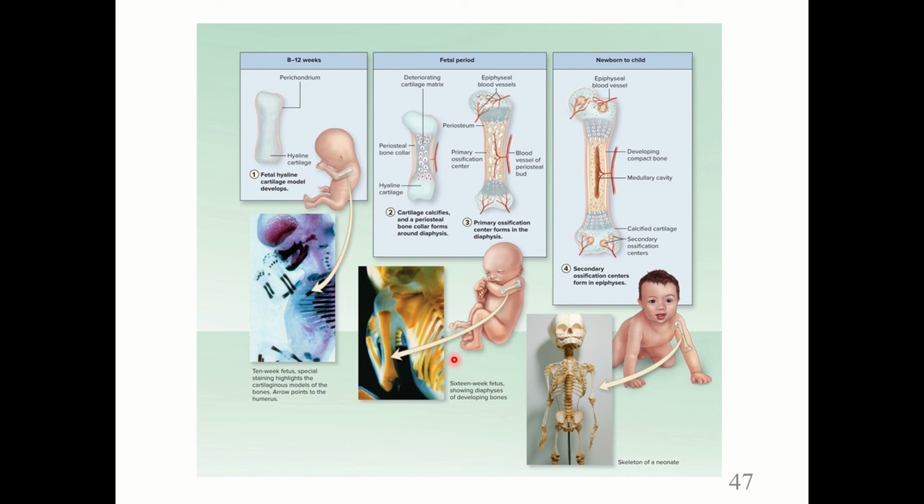During the fetal period, here we see a 16-week fetus showing the diaphyses of developing bones. Look at that. That's so beautiful. And then from newborn to a child, we see that these are the actively dividing cells of the hyaline cartilage in the epiphyseal growth plates. They will continue to divide and lengthen the bones until adulthood is reached.